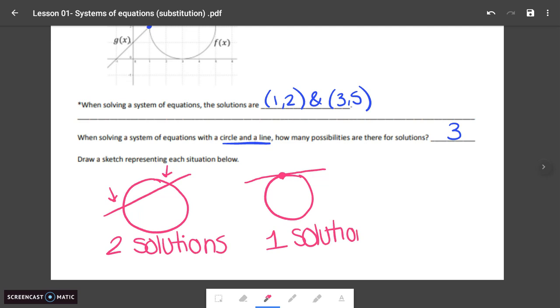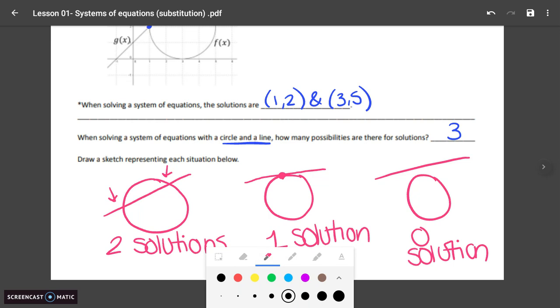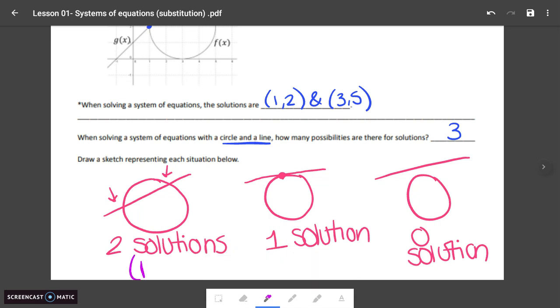Or you can have a circle and a line that never touch. So we would have 0 solutions in this case. They never intersect. The reason why 2 is our max, though, is because we can never have a line that curves back and tries to start doing weird stuff like this. It's just not possible. Lines can only go straight and they never turn around. There are no curves to them. So they go on forever, but they only can go in one direction.